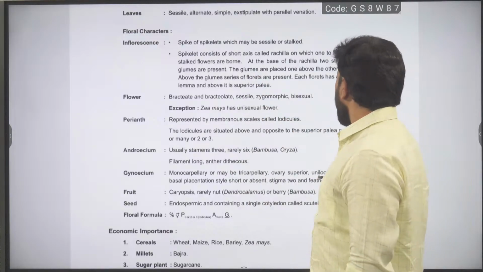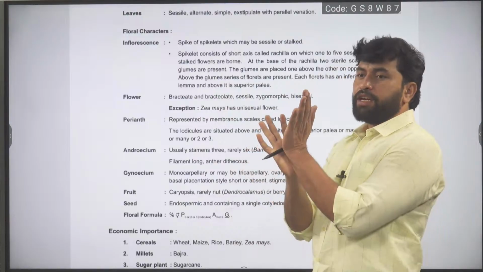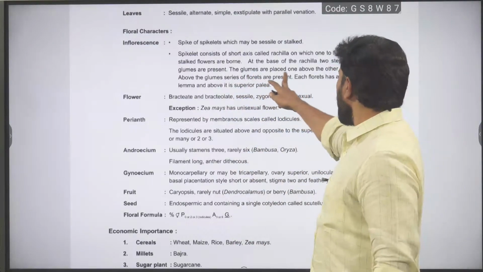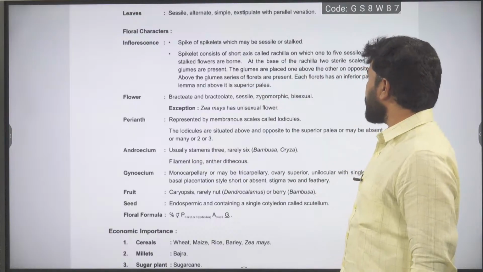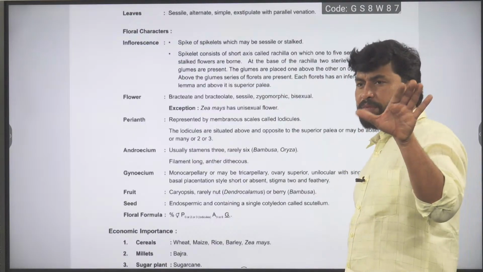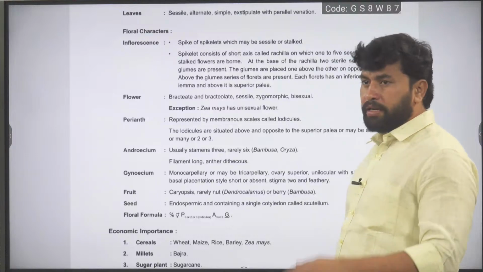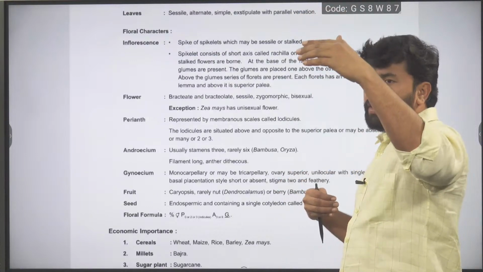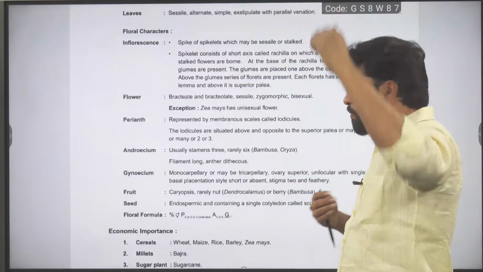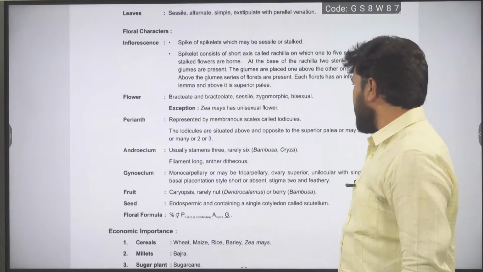At the base of the rachilla, two sterile scales called glumes are present. They are leaf-like reduced ones. The glumes are placed one above the other on opposite sides. Above the glume, a series of florets are present, maximum number 5. Each floret has an inferior palea, on the lower side. Superior means top. The top will be the lemma and the inferior is the palea.